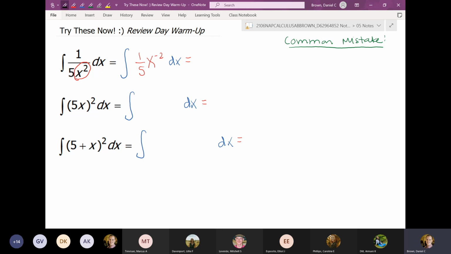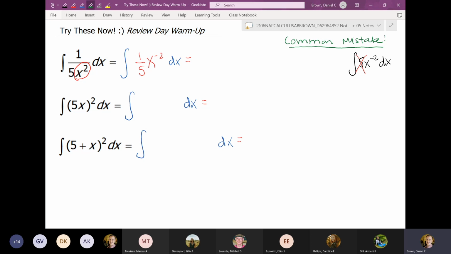A common mistake I see with that problem is students, when they rewrite it, they also just bring the 5 up out of the denominator, which of course would be incorrect because that 5 didn't have the exponent on it and it didn't need to move. Like it wasn't a variable to begin with.